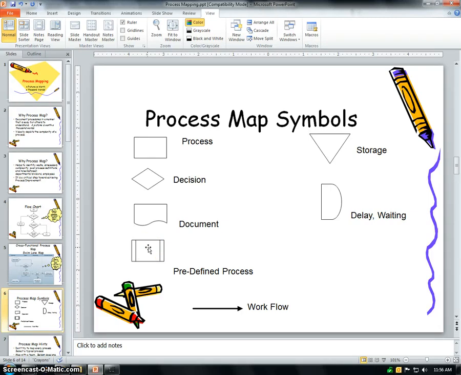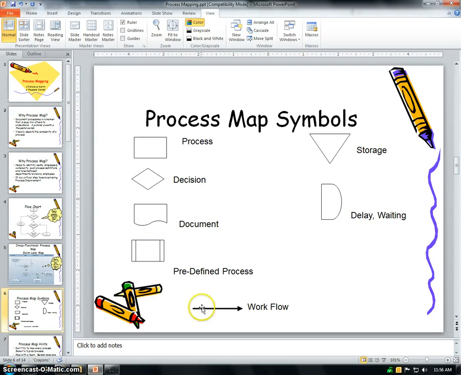Depending on what level of detail we're studying, we might just put a whole process inside a symbol like this that means there's something else going on, and maybe we would go to another process map and further define that. And I'll show you an example of that here in just a minute. Maybe it'll make more sense.